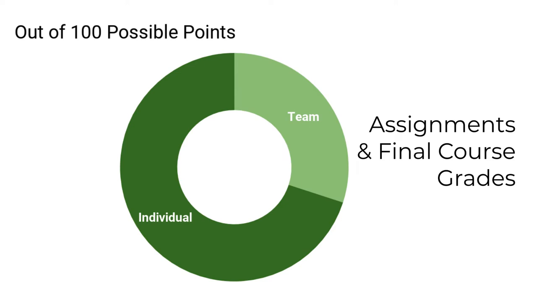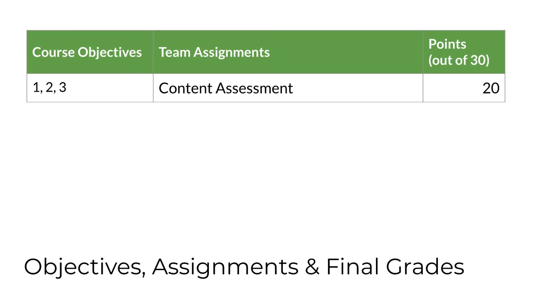However, I've weighted the assignments you do individually most heavily for your grade because you earn an individual grade in the course. Of the 100 possible points you can earn in the course, 70 come from individual assignments, 30 come from team assignments. This table summarizes the team assignments you'll complete, along with the learning objectives they support and the way in which each of them contributes toward, in this case, the 30 points, 30% of your final course grade.